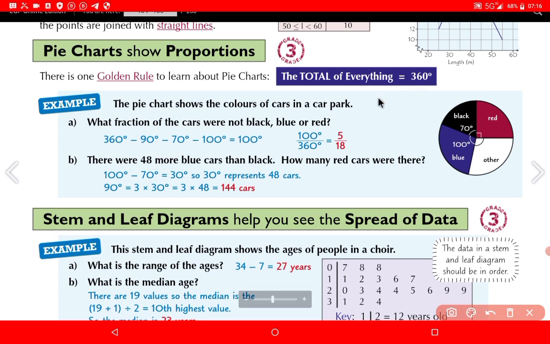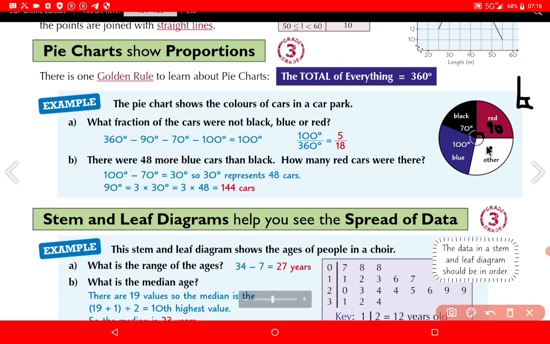So you have 70, 100. Here you don't know, red you've got, but whenever you see something like this, just know it's 90 degrees. So this is 90 degrees. Okay, so to find the missing one, you just add everything.